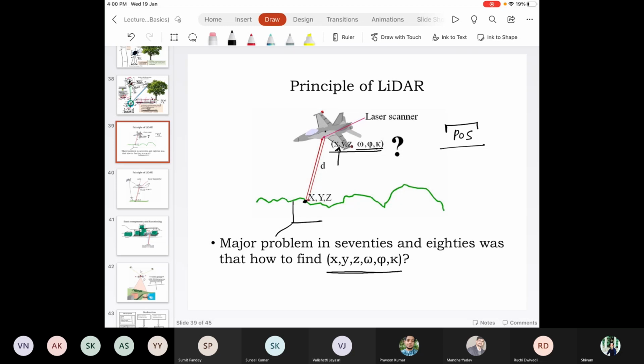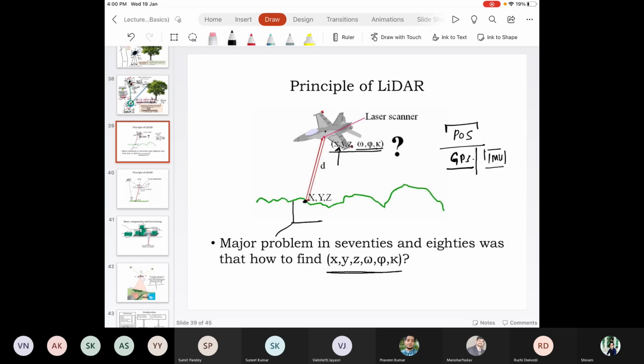So the GPS unit continuously tracks the location of the flying aircraft in this case. As you see in the figure, this aircraft is moving and continuously there is a laser source firing the laser beam towards the ground. So the role of the GPS unit is to track the coordinates of the moving platform. And we have an IMU unit. The IMU unit calculates the angular deviation of the flying aircraft, the entire platform, with respect to a particular fixed coordinate system.